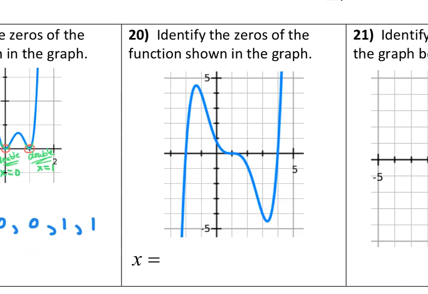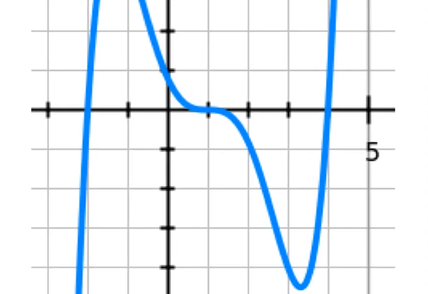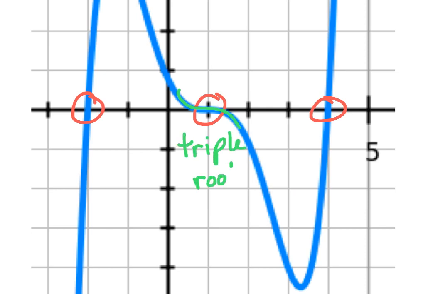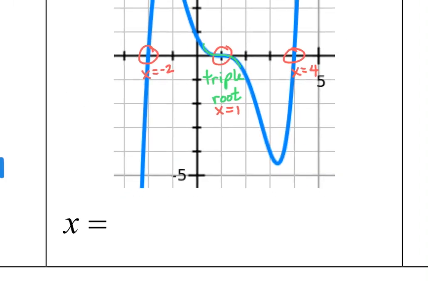In this graph, notice that you see 3 x-intercepts here, here, and here. But in the middle one, because the twist tie shape happens right on top of the x-axis, that is a triple root. And so you're going to write that 3 times. So if this is x equals negative 2, and this is x equals 1, and this is x equals 4, I'm going to write that triple root 3 times, negative 2, 1, 1, 1, and 4.